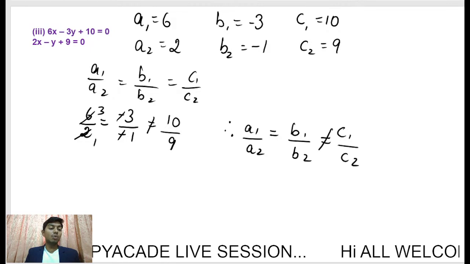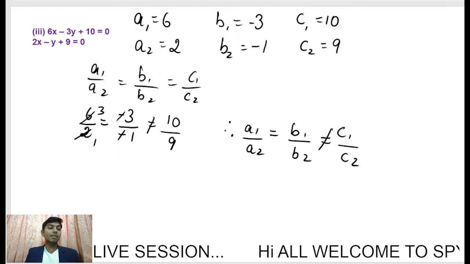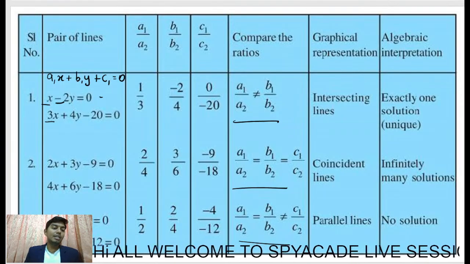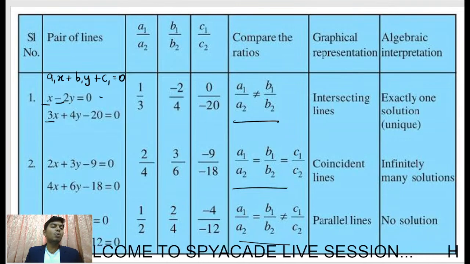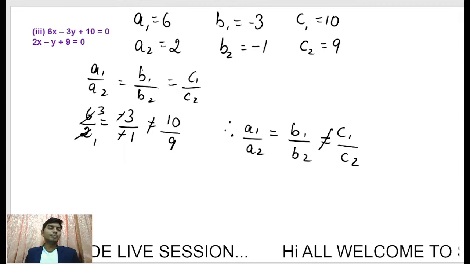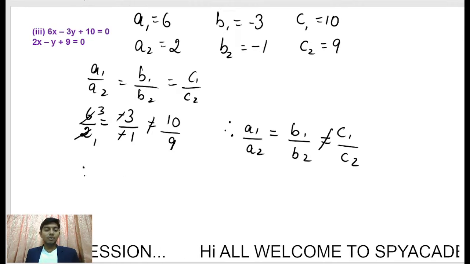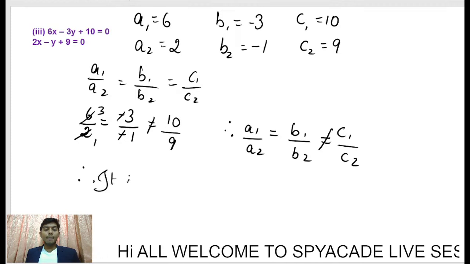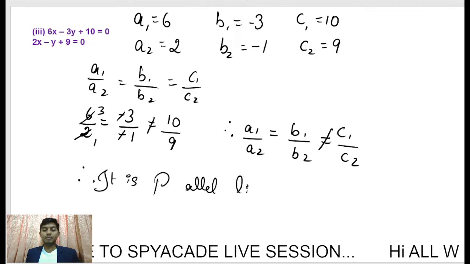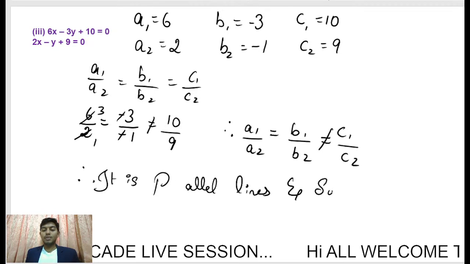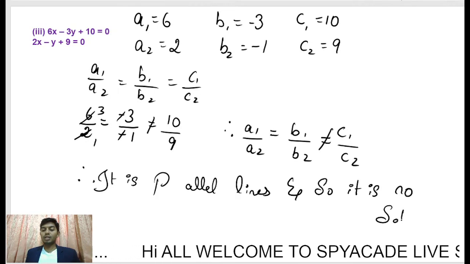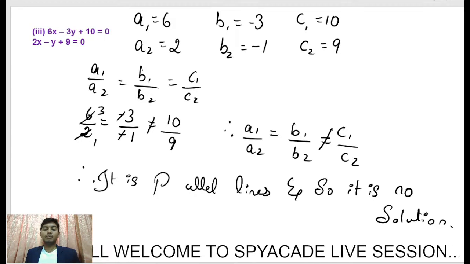A1 by A2 is equal to B1 by B2 and that is not equal to C1 by C2. So now this is going to be the third condition in our table, which is very important, that is parallel lines. When it is a parallel line, then obviously you won't get any points. So it is said to be no solution. Right? Therefore, it is parallel lines, and so, no solution. Is it clear for everyone?